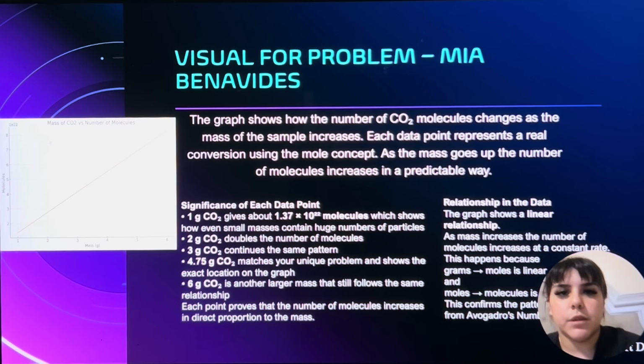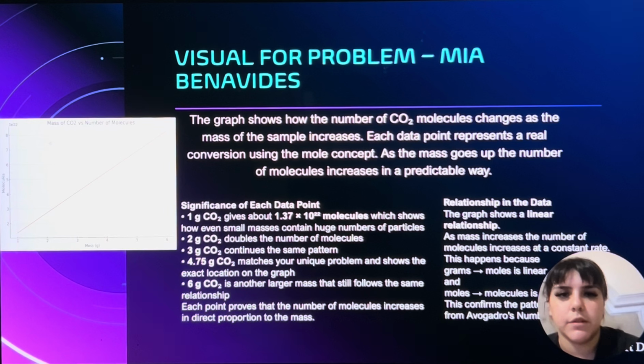The graph shown below shows how the number of CO2 molecules increases as the mass increases. Each point is a real conversion using moles, and the pattern shows that more mass always means more molecules. 1 gram of CO2 shows that even tiny masses contain huge numbers of molecules. 2 grams doubles the molecules. 3 grams continues the same pattern.